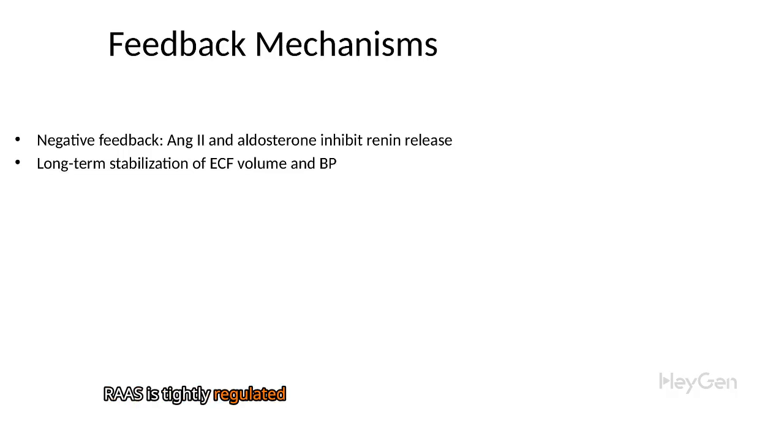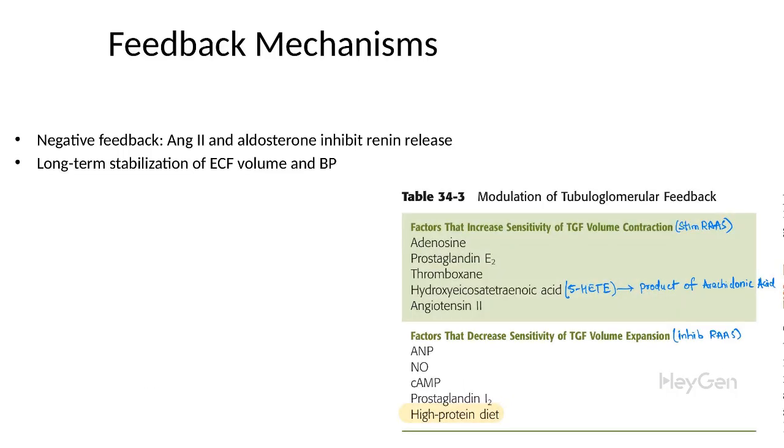RAAS is tightly regulated by negative feedback. Angiotensin II and aldosterone inhibit further renin release, ensuring that the system doesn't overcorrect and cause hypertension. The feedback is also called tubuloglomerular feedback.